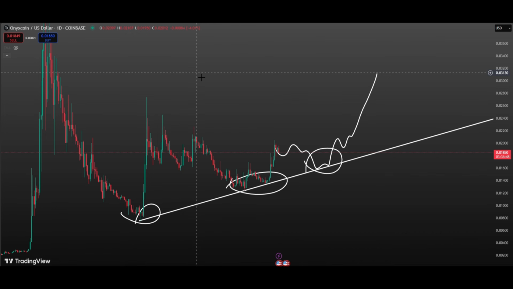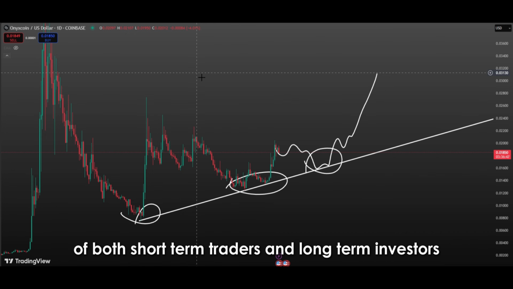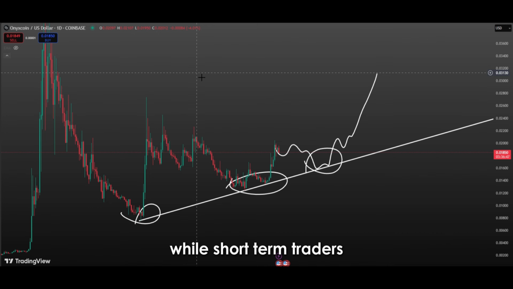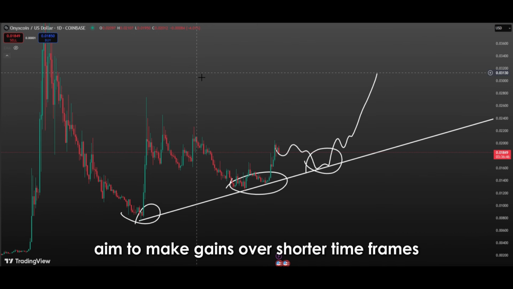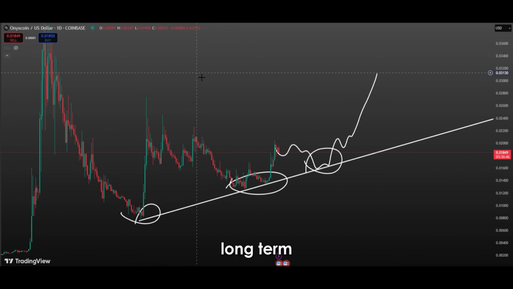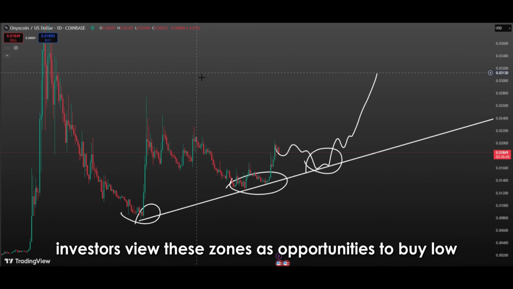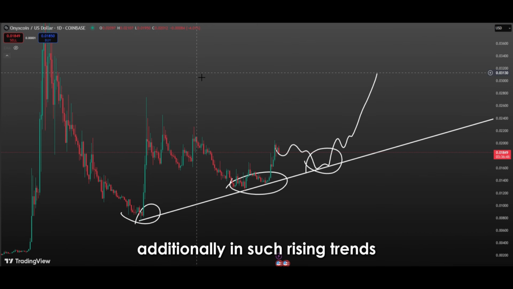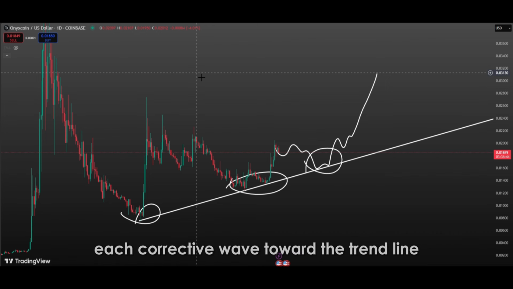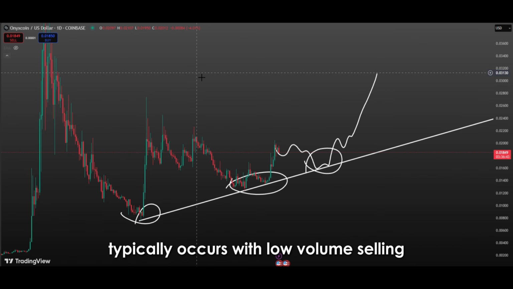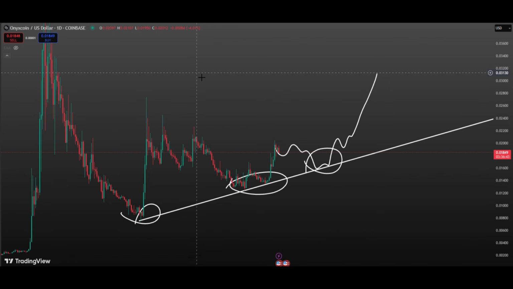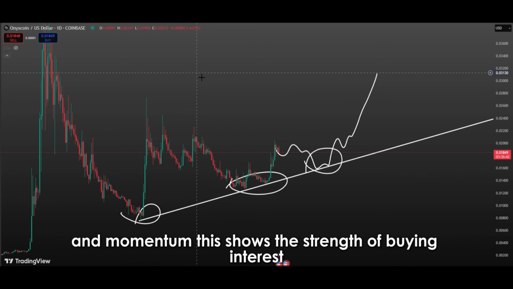This attracts the attention of both short-term traders and long-term investors. While short-term traders aim to make gains over shorter timeframes by buying from these levels, long-term investors view these zones as opportunities to buy low. Additionally, in such rising trends, each corrective wave toward the trendline typically occurs with low volume selling, while the reactions from the trendline are often supported by increasing volume and momentum. This shows the strength of buying interest.